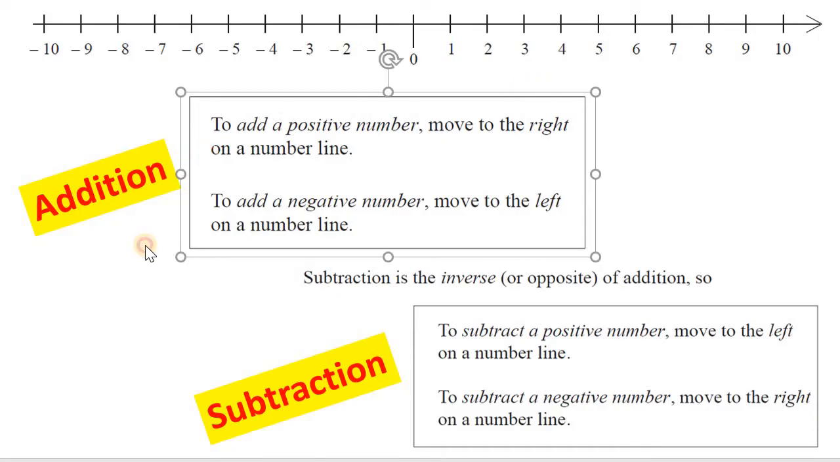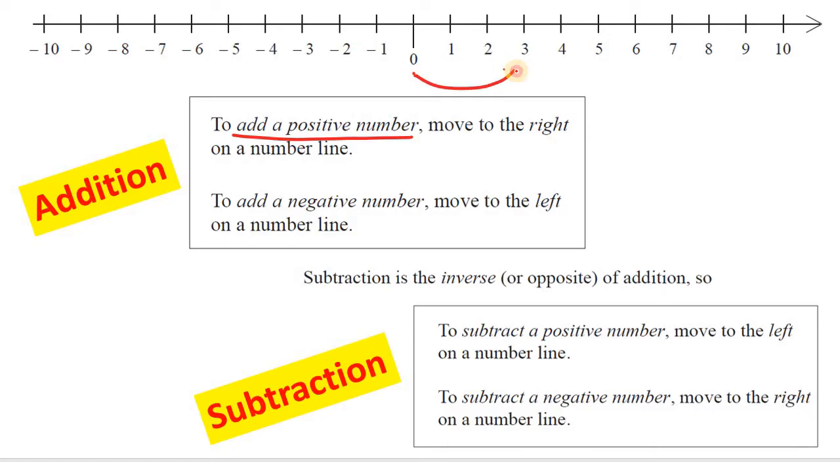Now regarding addition, you have to remember that to add a positive number we have to move to the right of the number line. That is, if this is 0 and you have to add a positive number, then you move like this. Next, to add a negative number you have to move to the left, just like this. So negative number, move to the left, and positive number addition, move to the right.